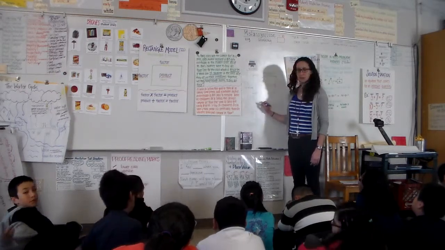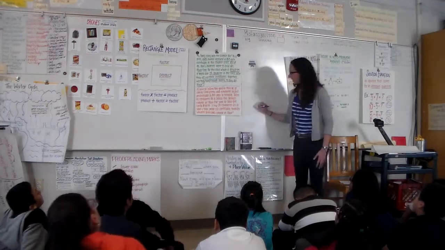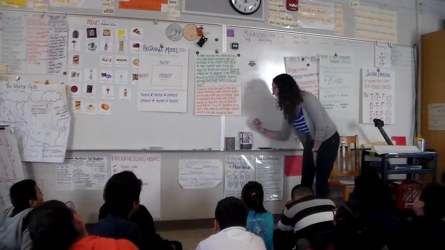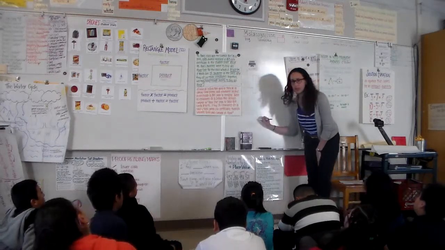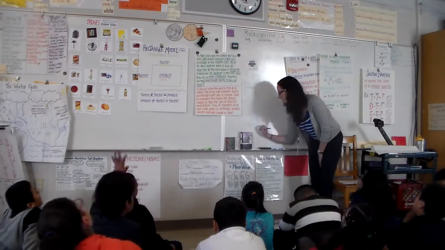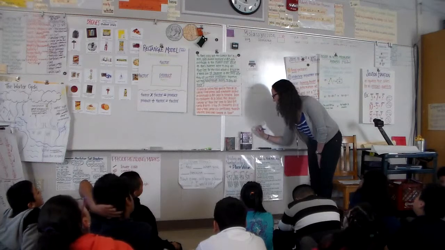Mm-hmm. So 1 times 5, 5. 1 times 2, 2. And we add together. 5 plus 0 is 5. 2 plus 5, 7. 1 plus 2, 3. 3.